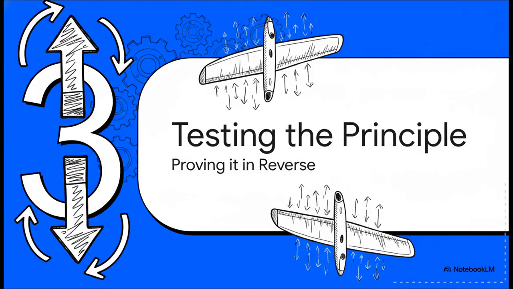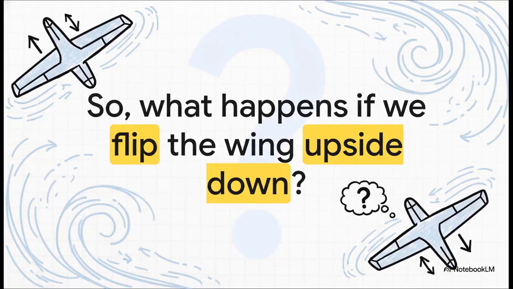All right, that all sounds pretty solid in theory. But a good engineer always tests the theory. If this principle really works, we should be able to flip the whole idea on its head and see it work in reverse. Which leads to a really fun question. What would happen if we just flipped that wing upside down? Instead of an upward force, would it create a downward force?